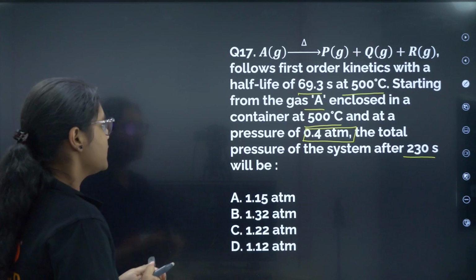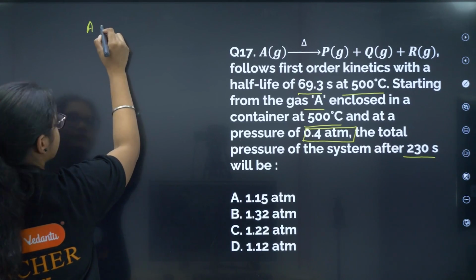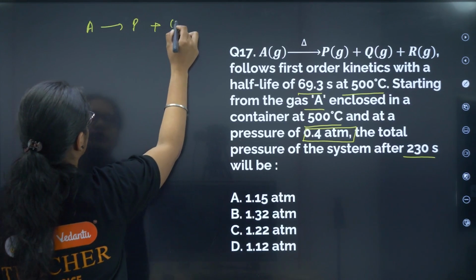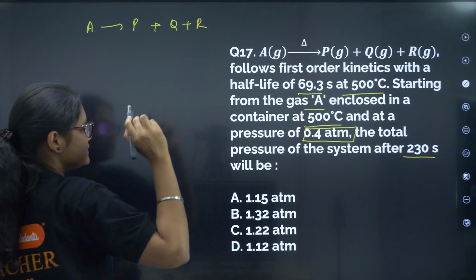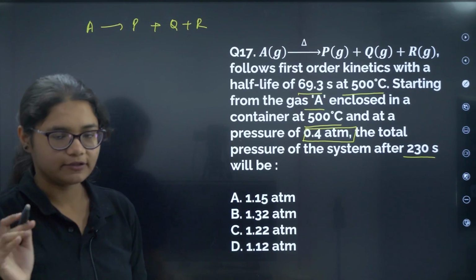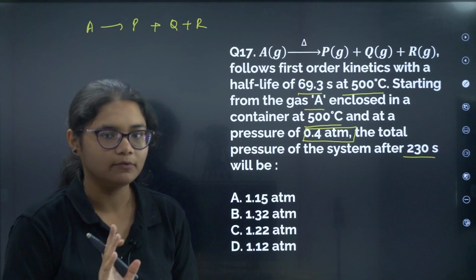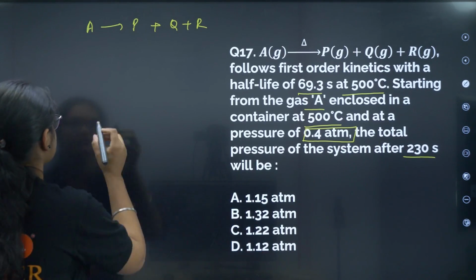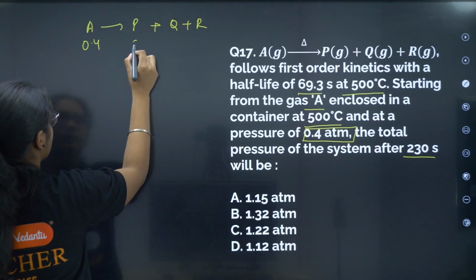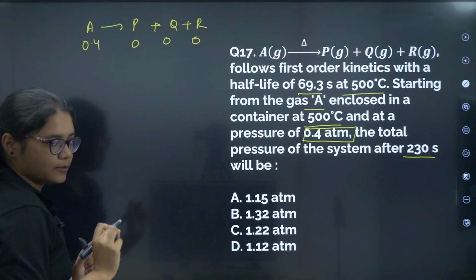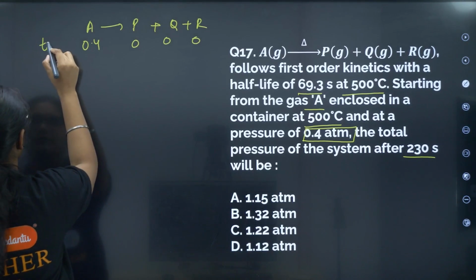write the equation. So first see here, A is giving us 3 gas, P, Q and R. Now just imagine when you are starting the reaction, just started, you have taken A. Will there be any P, Q and R formed at that time? No, right? So the initial pressure of A will be 0.4, P, Q and R will be 0. Okay, this is when you have started the reaction.